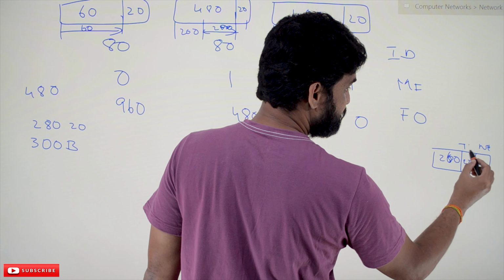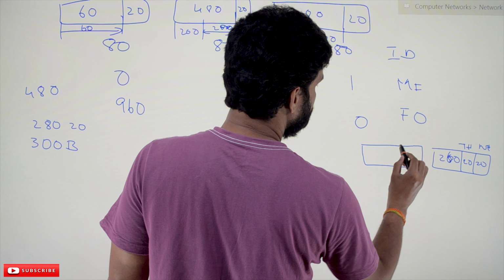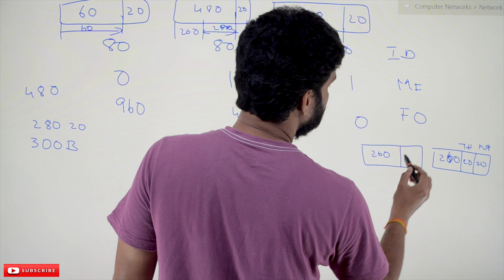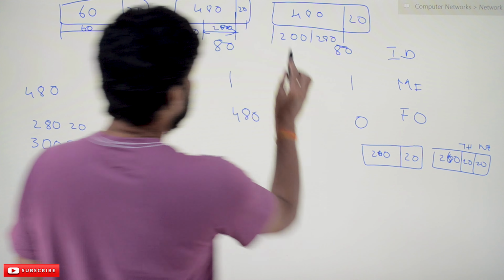So again I am stressing it, transport header. And the second packet is 200, and this is 20 bytes of header. Coming to the third packet, it is 20 bytes of header and 280. And the fourth piece is 200 bytes, and to that the network layer header. And this one, 60 and the network layer header.